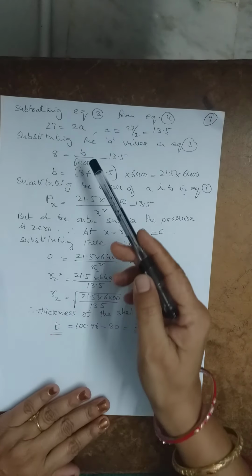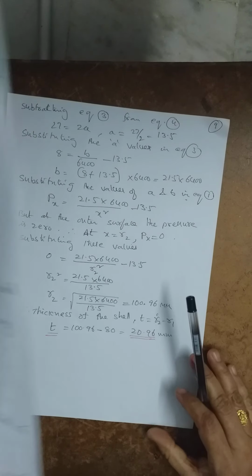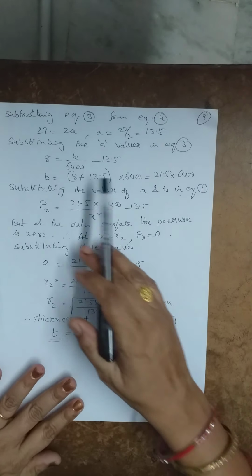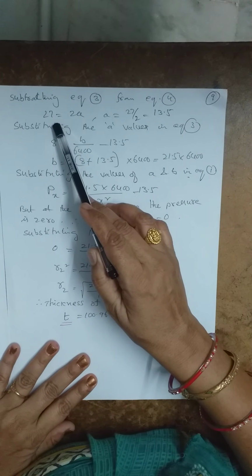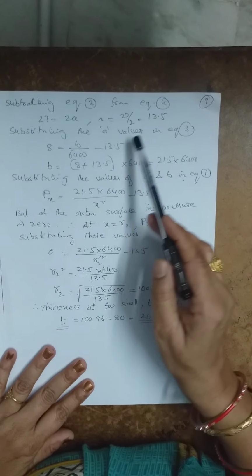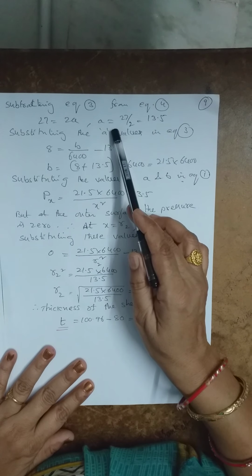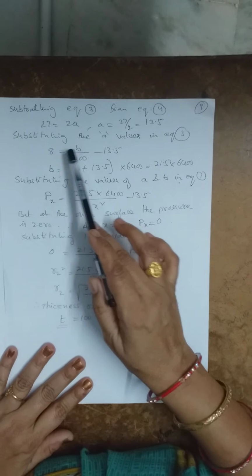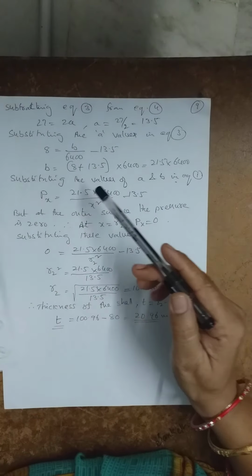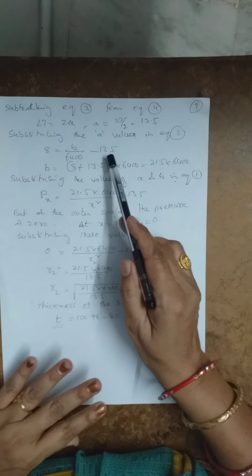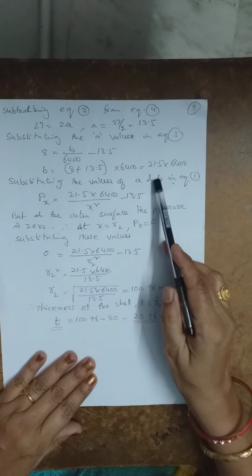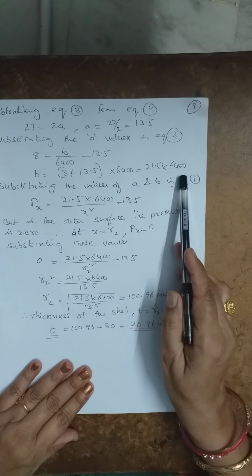Now what we do is subtract the third equation from the fourth equation. With that we get 27 is equal to 2A. So A is equal to 27 by 2, that is 13.5. Now we have found the A value, so this value is substituted in equation 3. That equation is 8 is equal to B by 6400 minus 13.5. So if you substitute that, B is equal to 21.5 into 6400.